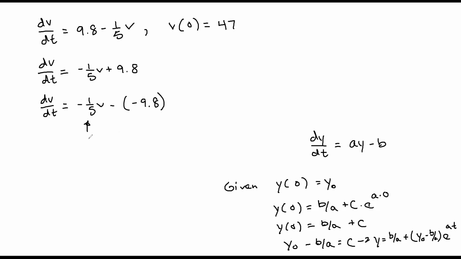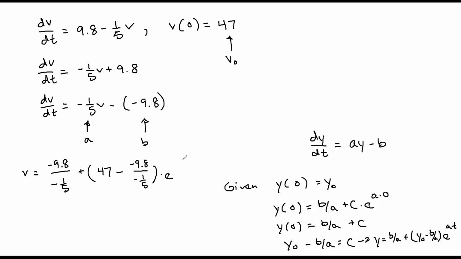All right, this is going to be A, this is going to be B, this is V naught, right? Not Y naught, but V naught. And then just take all of those and pop them into the formula. And we're going to get V equals B, which is negative 9.8, divided by A, which is negative 1/5, plus V naught, which is 47, minus this result here, times e to the A, which is negative 1/5 t.